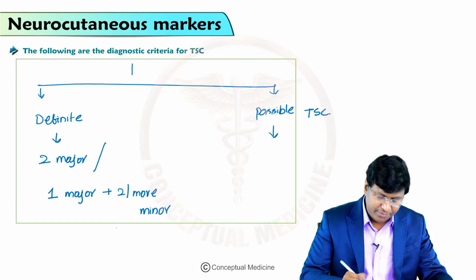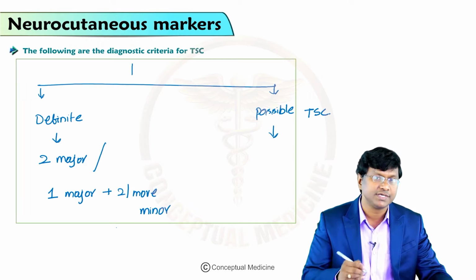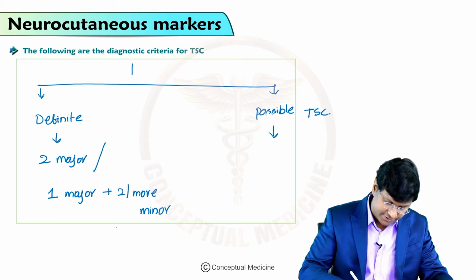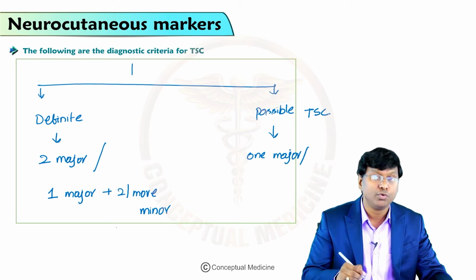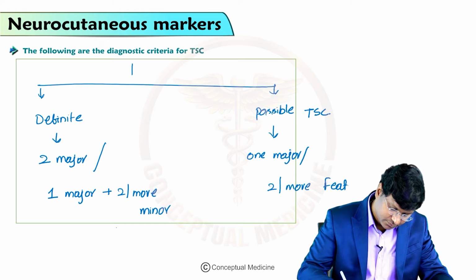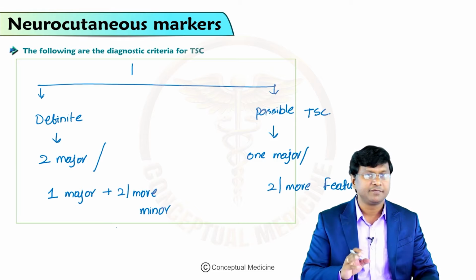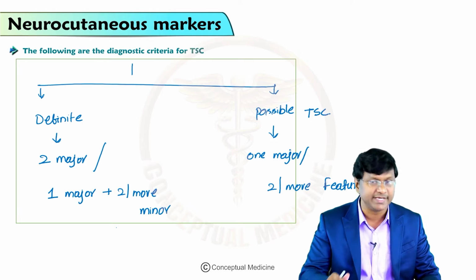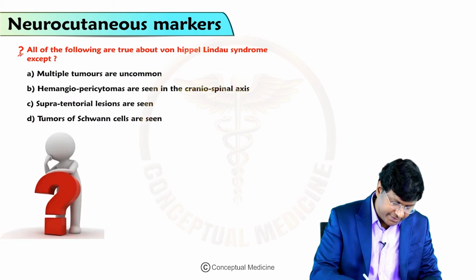Then what do you mean by possible tuberous sclerosis? Possible tuberous sclerosis is either 1 major feature or 2 or more minor features. So this will be the diagnostic criteria for tuberous sclerosis, definite as well as possible. Now, you see a question on von Hippel-Lindau.